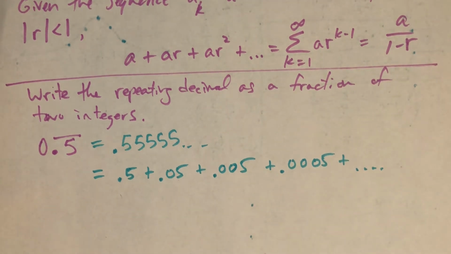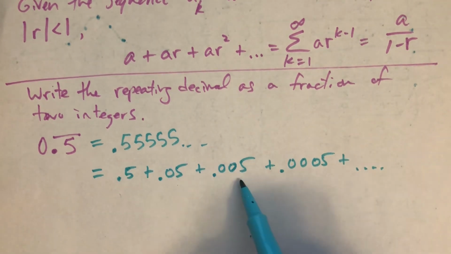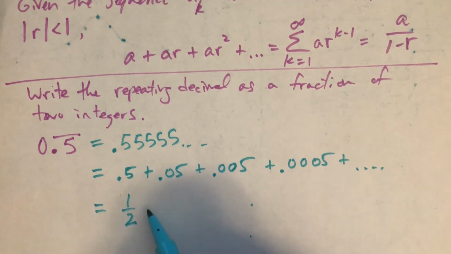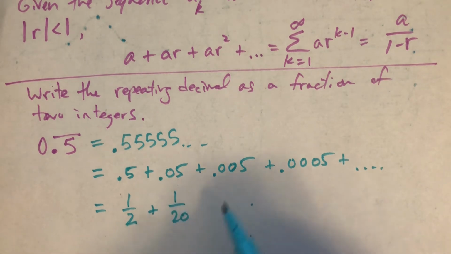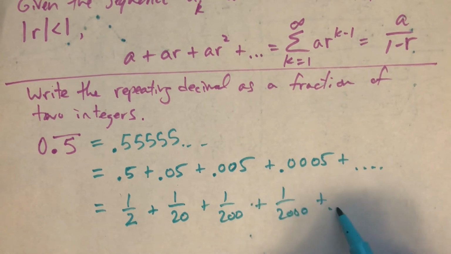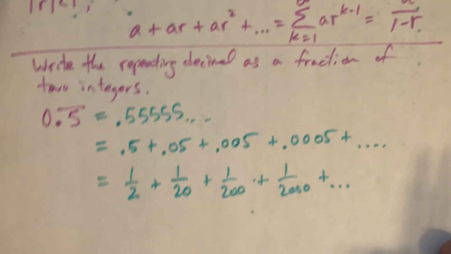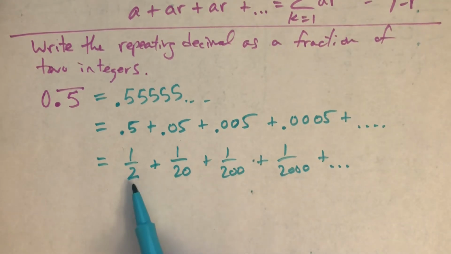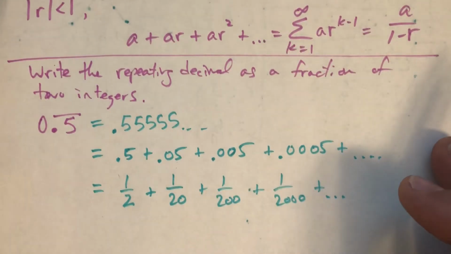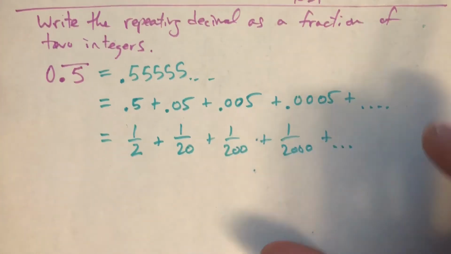Okay, so now what? Maybe we could write all these things as fractions. We know that 0.5 is a half. So 0.05 would be 1 over 20. This would be 1 over 200. And then this would be 1 over 2,000, and so on and so forth. Now it's starting to look like we want it to, sort of. But it's not quite.